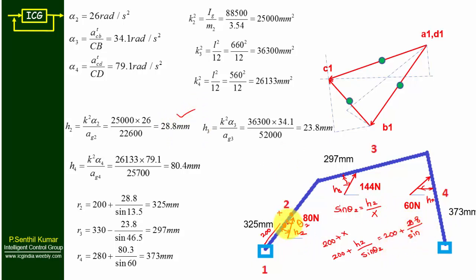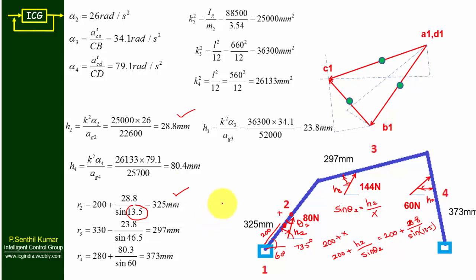Then what is sine theta 2? Sine of this angle. You just measure this angle and you will get some value. That is nothing but 13.5. Use protractor and scale to measure this angle. Otherwise, you can easily find it by one more method. This is 60 degree and this is 73.5 degree force angle. Then this angle should be 73.5 minus 60, 13.5. You can write it like this, or you just measure this angle using a protractor. You will get this value. So now when you substitute all those things, you will get 325. So this is how we have obtained 325.